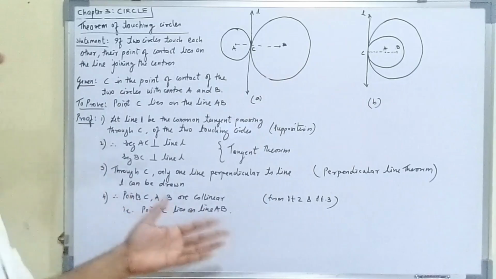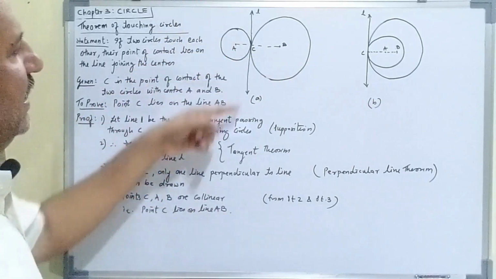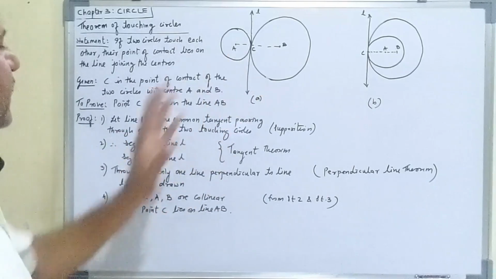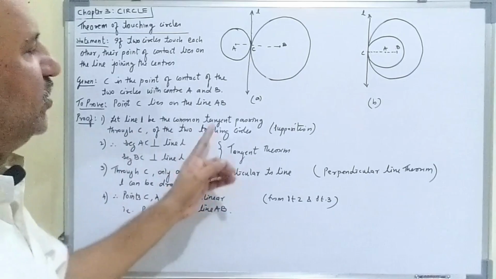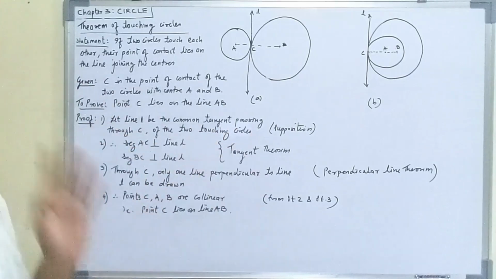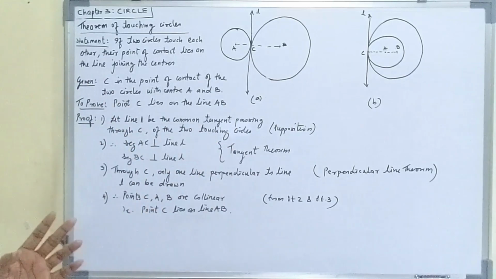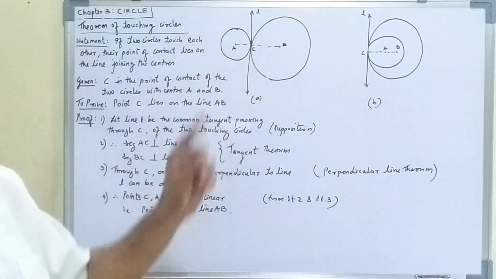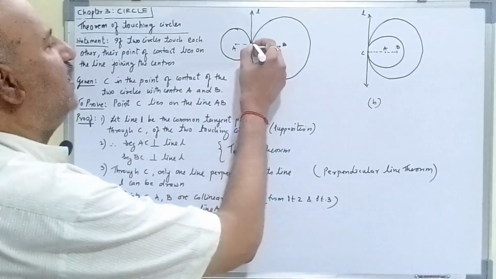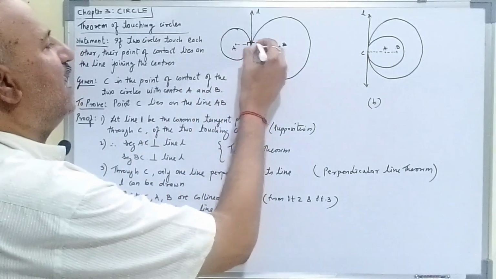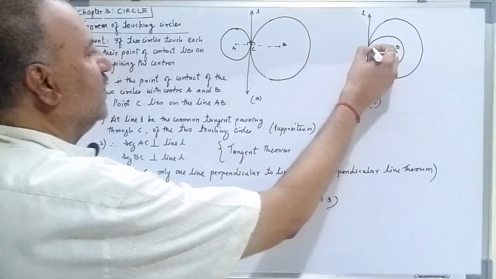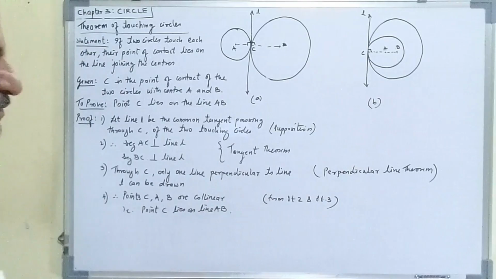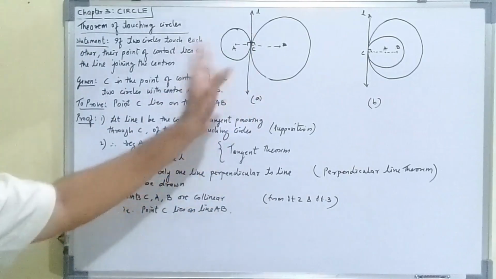So हम assume करते हैं, let line L, ये line L है, be the common tangent passing through point C of the two touching circles. ये अपना supposition है. Therefore, AC is perpendicular to line L and BC also will be perpendicular to line L. इसकी वजह क्या है भाई? इसकी वजह है tangent theorem. Tangent is always perpendicular to radius.